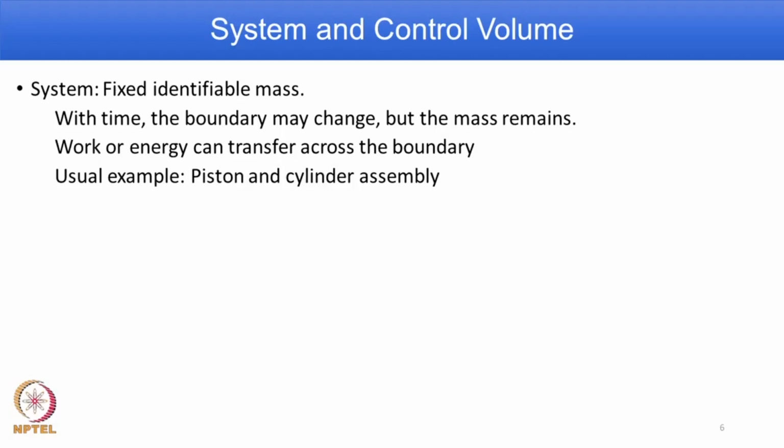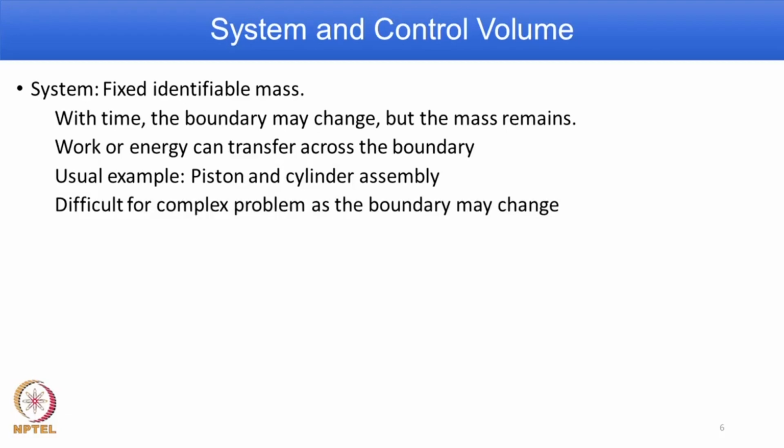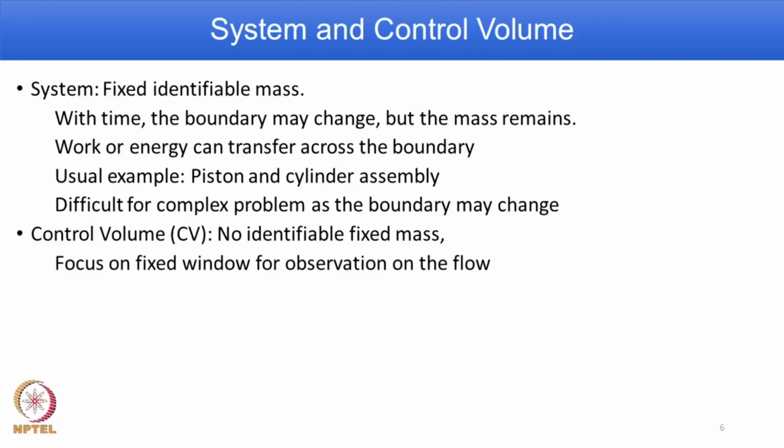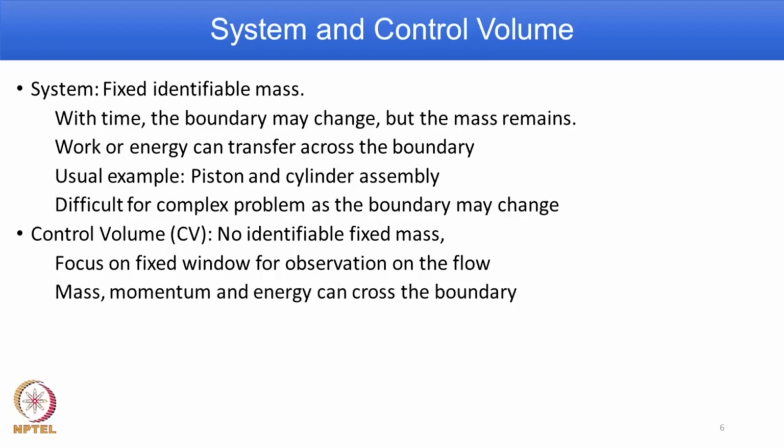Now, though it looks simple, for a problem where there is a continuous change of the boundary, it is difficult to apply the concept of a system and get a solution. So, there is an alternative known as a control volume, where you do not focus on a fixed quantity of mass, only on a fixed window, and then observe what is happening to that window. So, we can have a mass transfer also, in addition to momentum as well as energy transfer, crossing the boundary.